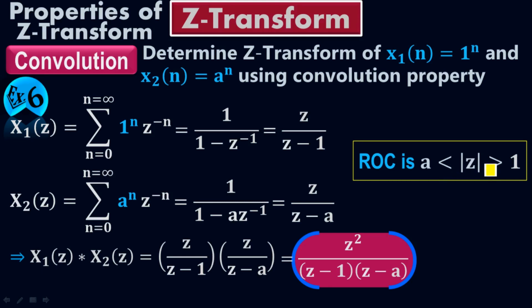When you look at this term, z modulus is greater than a. One thing to be noted, when you look at this expression of the region of convergence, which shows that z modulus is greater than a and greater than 1, it means that it is the intersection of the region of convergence for x sub 1 of n and the region of convergence for x sub 2 of n. This region of convergence is the intersection of the region of convergence of x sub 1 of n and x sub 2 of n.